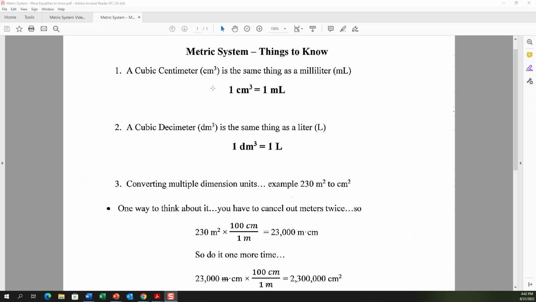Okay, so the definition of a centimeter cubed is a milliliter. So a milliliter and a centimeter cubed, that's the same exact unit. Don't get confused that a liter would mean a meter cubed. No, it means a decimeter cubed. So decimeter cubed is the same thing as a liter.